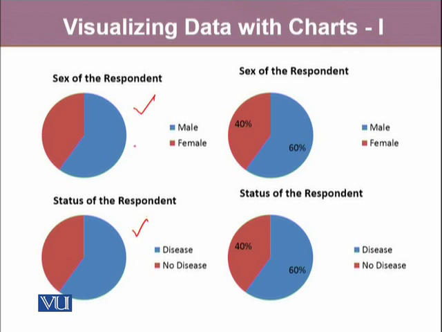Just if we look only at these two charts, we can only say number of males is higher than number of females, and in the next one, we can say number of diseased is higher than the people who do not have a disease. Therefore, it's always wise to add some values, some annotations on the graphs, so that on the pie charts, we can clearly say that 60% of the males are in our data and 40% of females are in our data, and same goes for the status variable.